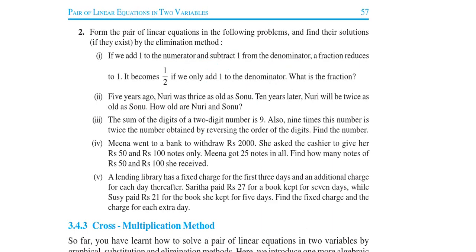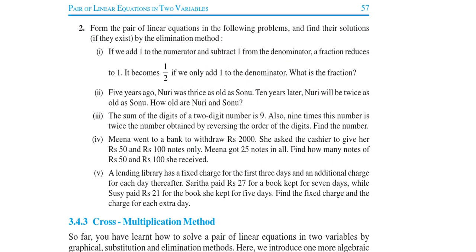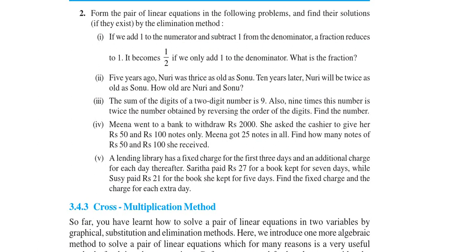So there's one more question. A leading library has a fixed charge for the first 3 days and an additional charge for each day thereafter. Sarita paid rupees 27 for the book kept for 7 days, while she paid rupees 21 for the book kept for 5 days. Find the fixed charge and the charge for each extra day.